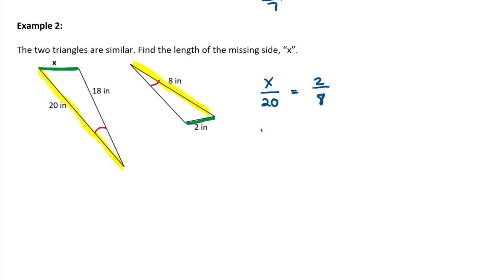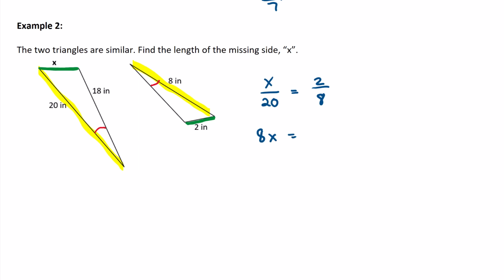Notice that the shortest leg of the triangle is in the numerator, so I have to keep that same pattern in the second fraction. The longest leg is in the denominator for both, and so now I can solve for x.